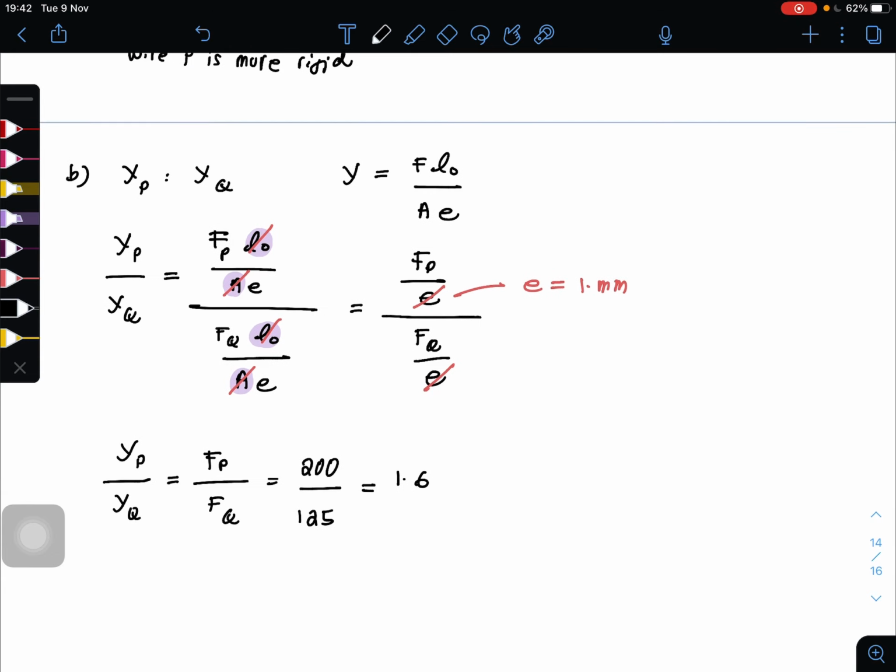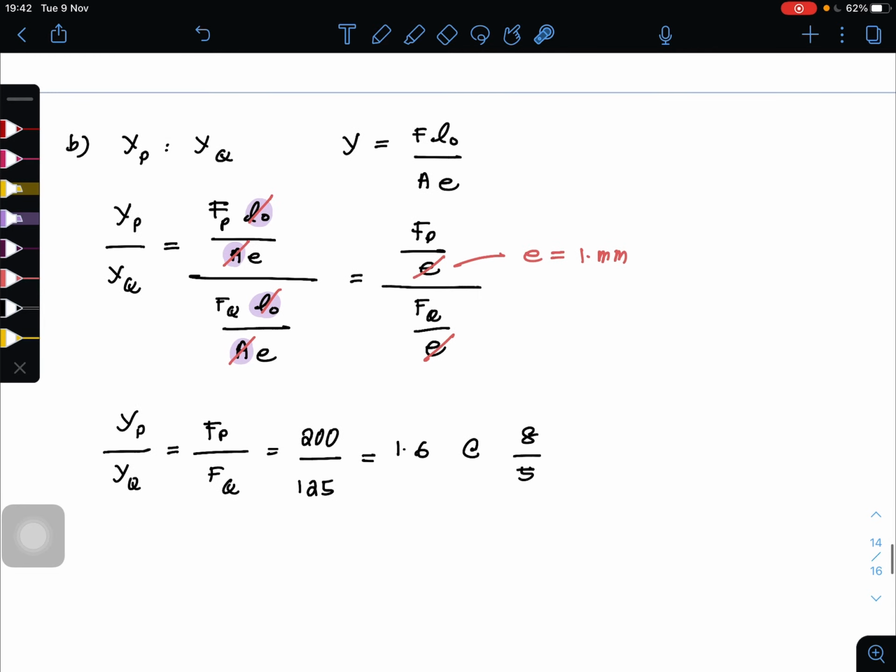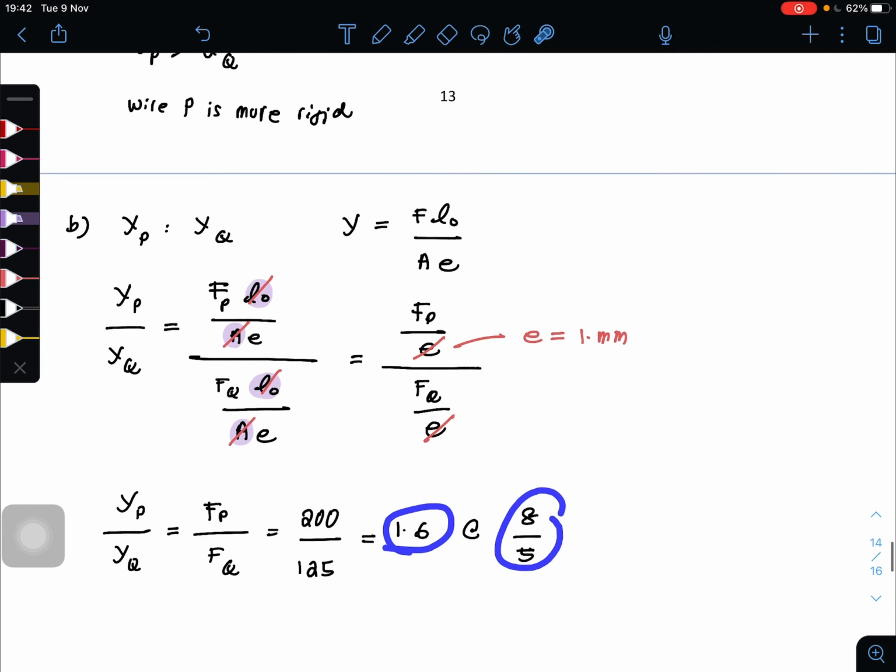Or you can leave your answer in terms of fraction, 8 divided by 5. Sebab dia minta ratio, so you can either leave it like this or like this. And ratio, we don't have unit.